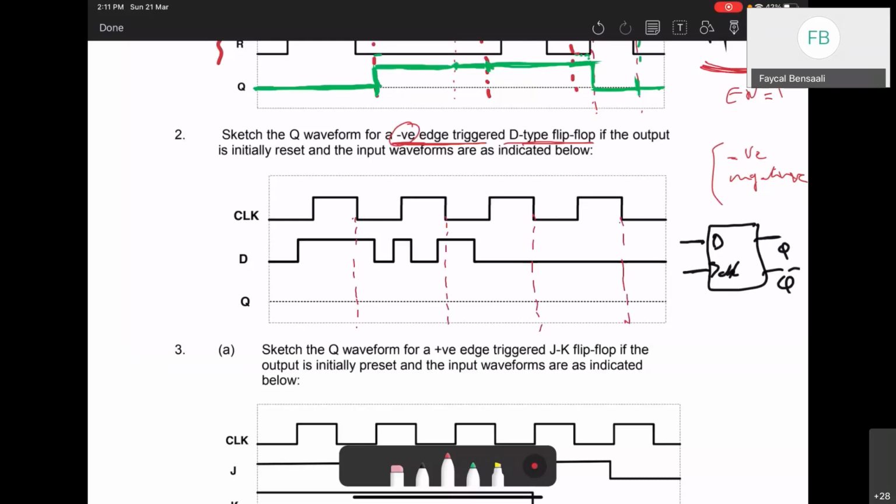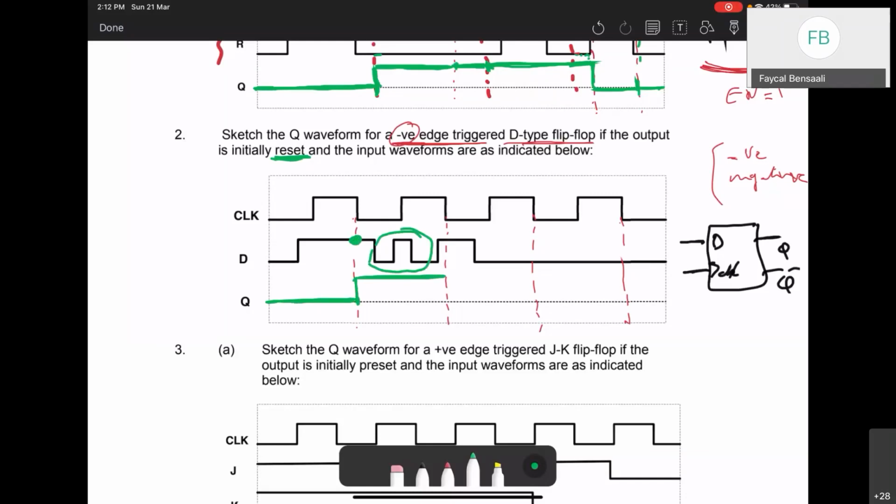Again, did we say here it's initially reset? So it starts with 0, and we go until the first falling edge. Now, what is D? D is 1, so Q should be 1, until the next falling edge. And do you see D is changing here, but we don't care because we just check it on the falling edge.